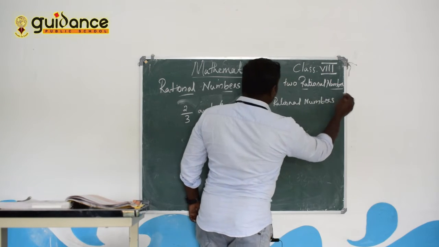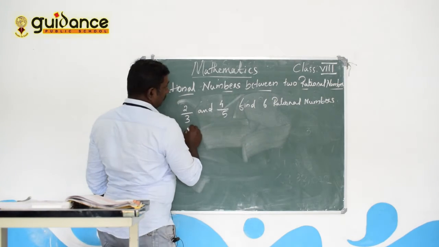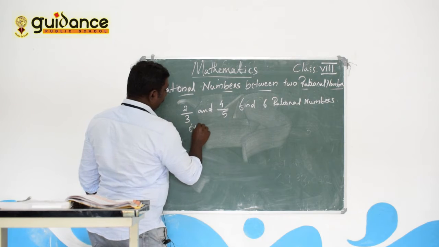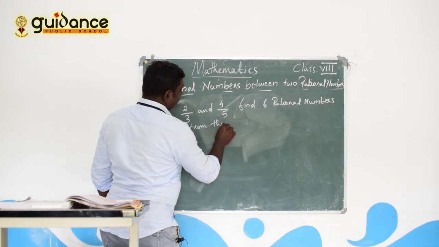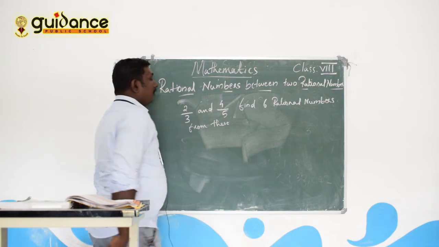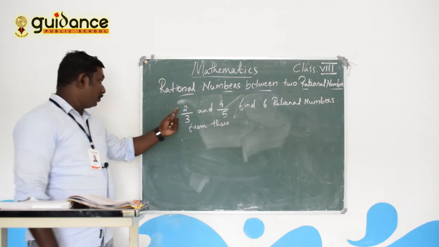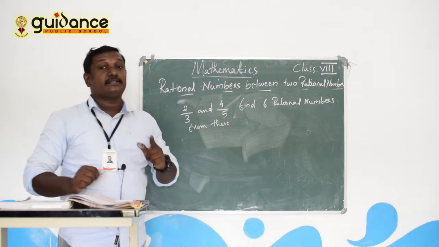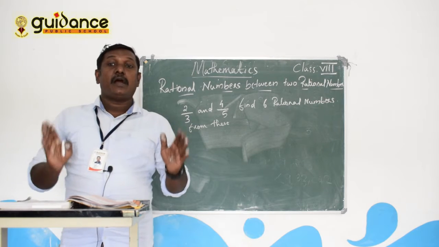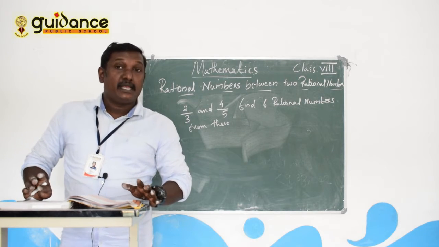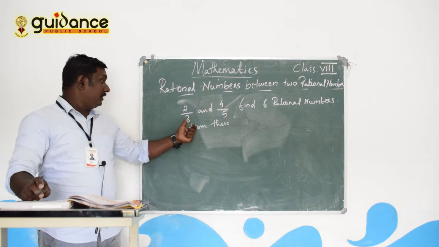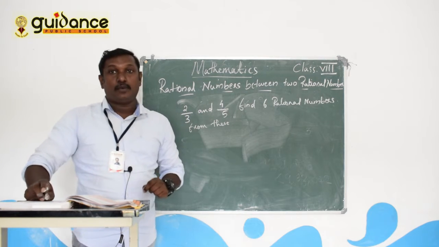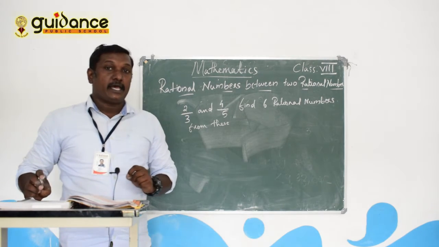We need to find 6 rational numbers between these two numbers: 2 by 3 and 4 by 5. Listen here, in between them we have to find out 6 rational numbers. The important thing is that their denominators are different.